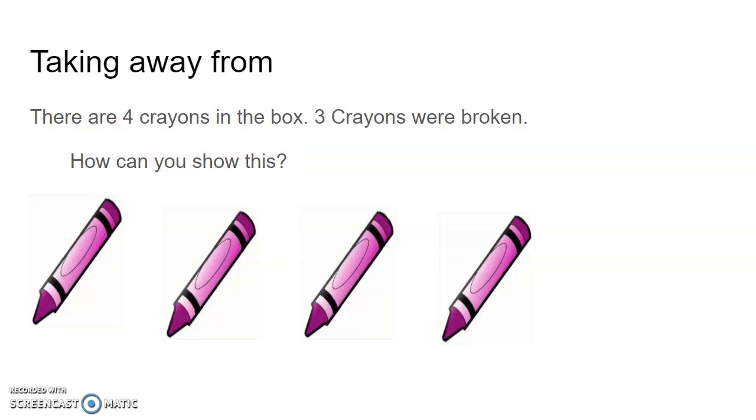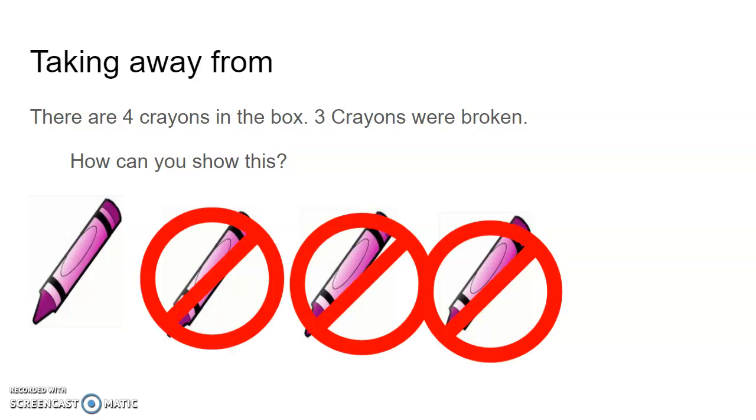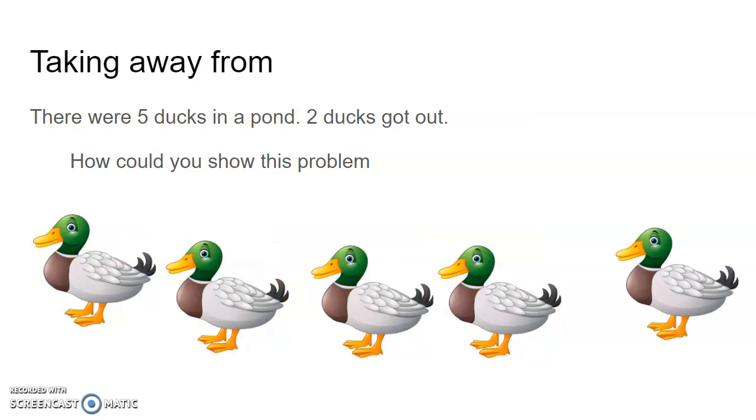Here's another one. There were 4 crayons in the box. 3 crayons were broken. How could we show this? What would be a way that you could show this on your own? That's right. You could cross off the ones that were broken. 1, 2, 3. There are 3 broken crayons. 1 is left in the box.